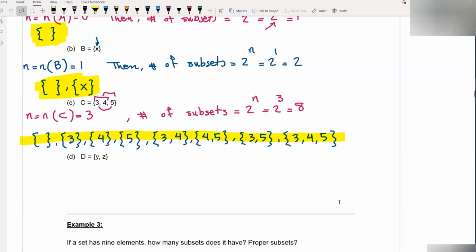Next one. Now here on this part, we have Y and Z inside set. Again, first step, finding number of elements inside set D, or finding cardinality. That is equal to how many we have, which is Y and Z. So we have 1 and 2 members. So it's 2 members total.